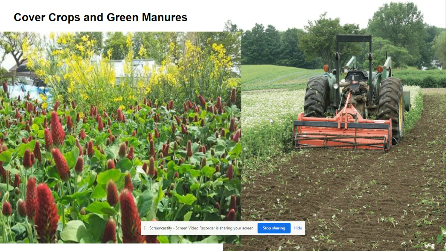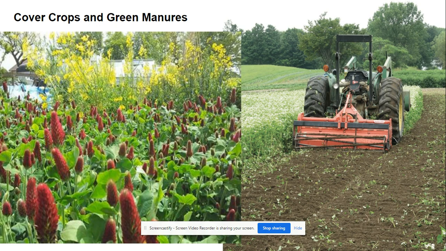Now we're going to talk about a green manure. Green manure is a cover crop that is also a nitrogen fixer. And in farming, it's, I think, exclusively legumes. So on the left, in the picture here in the foreground, you see a bunch of those kind of pretty reddish strawberry colored flowers. That is crimson clover. That's one of the many leguminous green manures that you can grow.